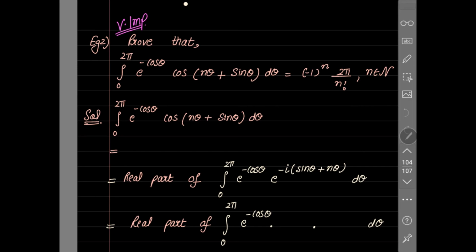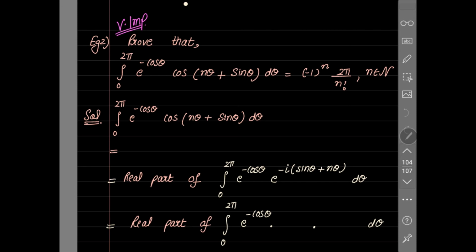This is very important. This is also very important. Prove that integration from 0 to 2 pi e to the power minus cos theta, cos of n theta plus sin theta, d theta is equal to minus 1 to the power n, 2 pi over n factorial, where n belongs to the natural numbers.